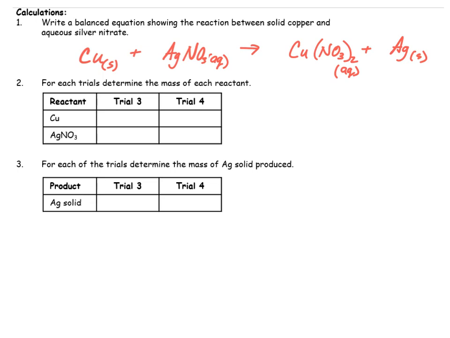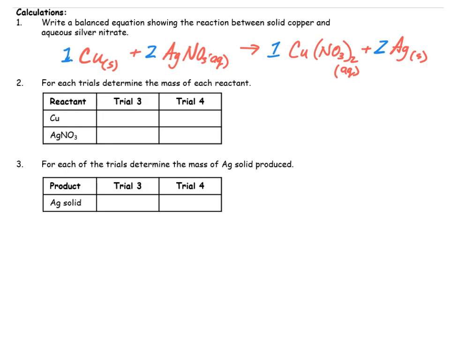To balance it, we need some coefficients. We need a 2 in front of AgNO3, a 2 in front of Ag, and that will leave us with a 1 in front of everything else. There it is, balanced equation.